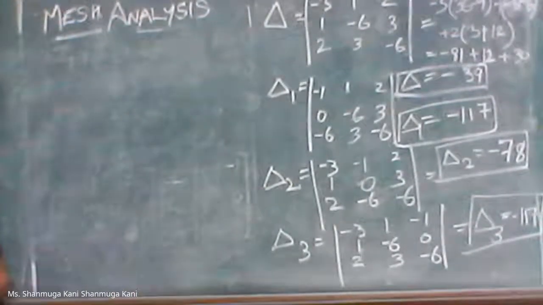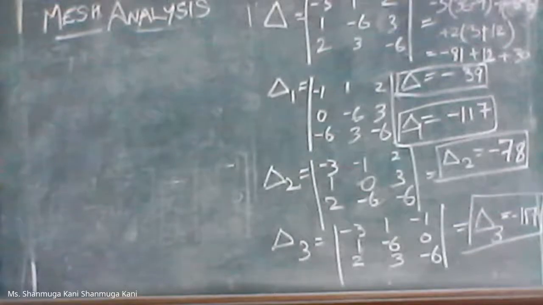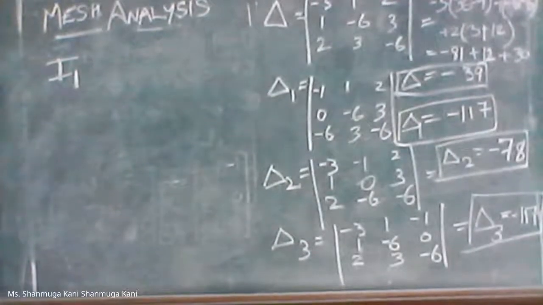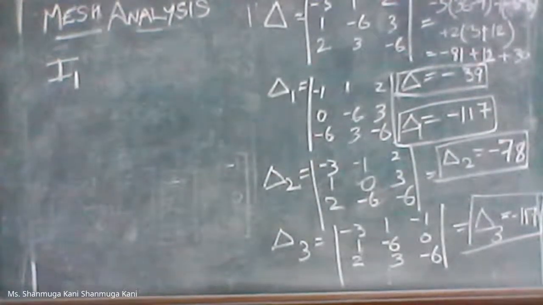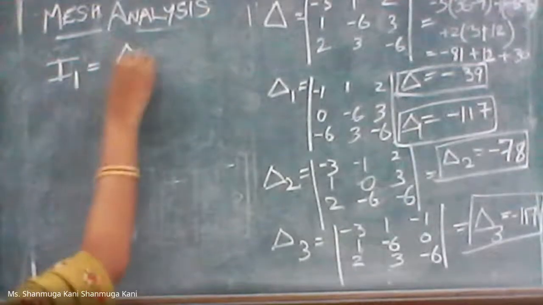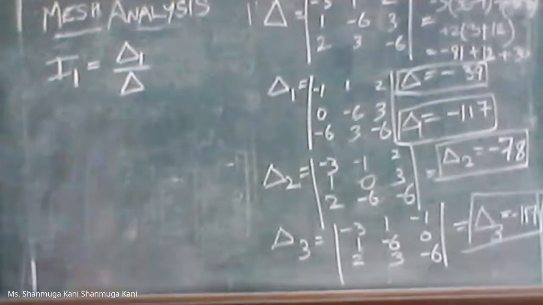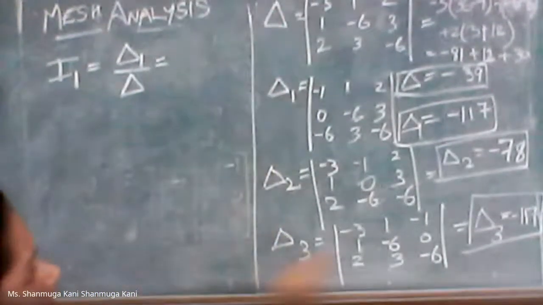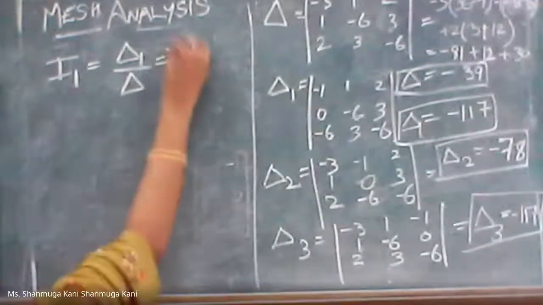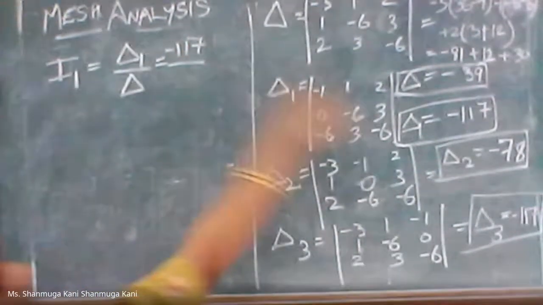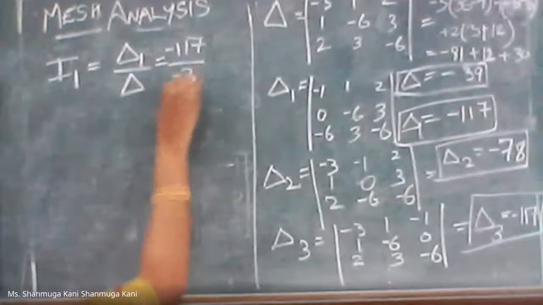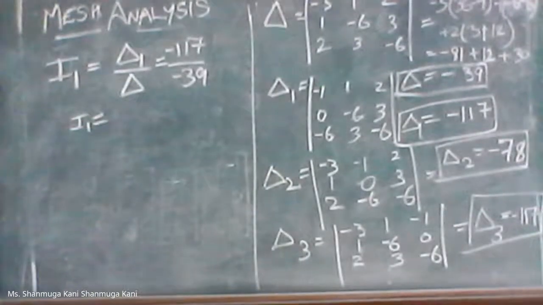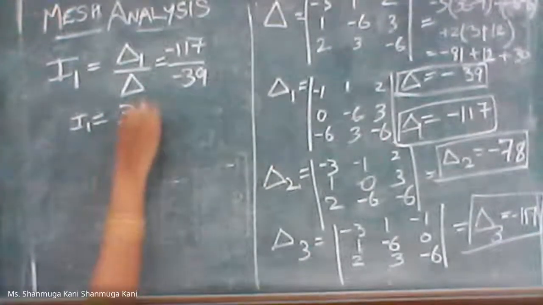What is the question they asked? They have asked you to find our current value. So we are going to find the current. Your I1 current: how are you going to find it? I1 is equal to del 1 by del. What is the value for del 1? Del 1 value is minus 117. Your del value is minus 39. So your I1 value will be equal to amps.